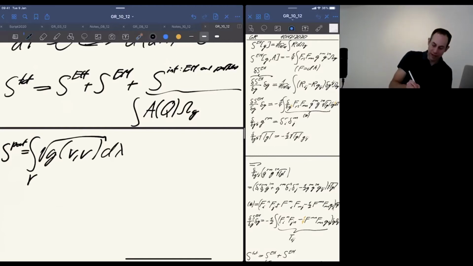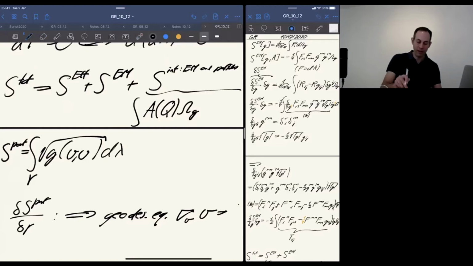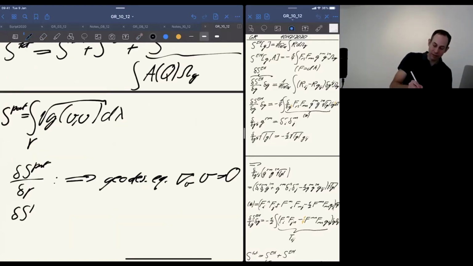So if you take the variation of the S particle with respect to gamma, you get the geodesic equation, which is the equation that if you take the derivative with respect to v, this should be 0. So that's the geodesic equation in short form. What happens if you take the derivative now of the particle action with respect to g?